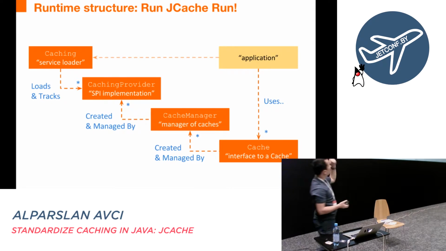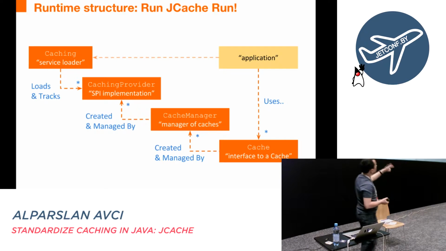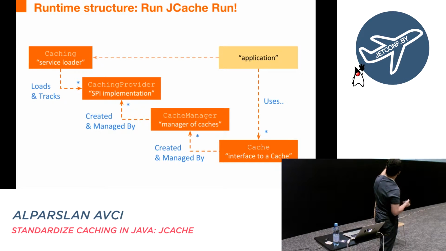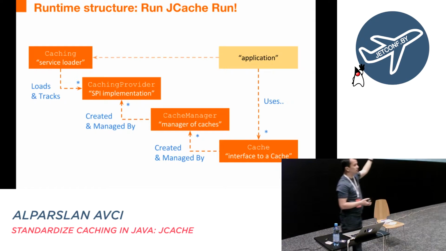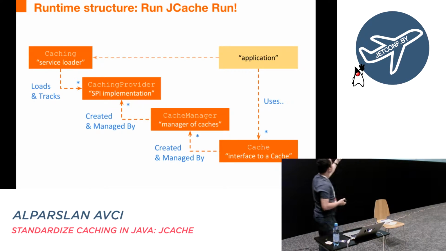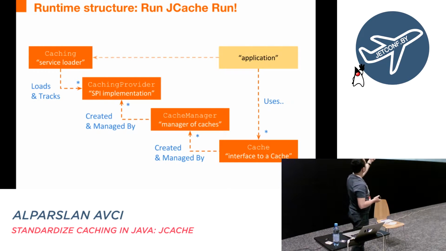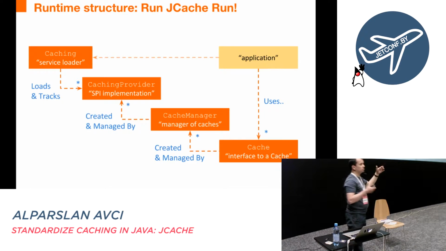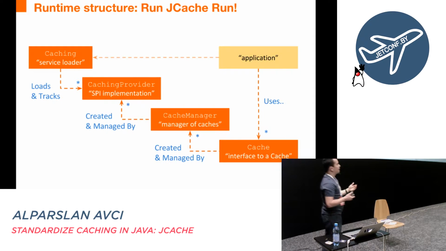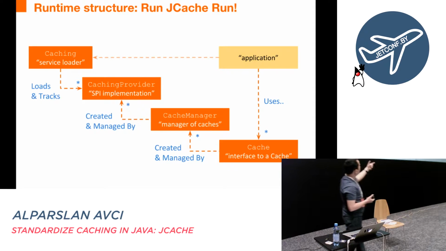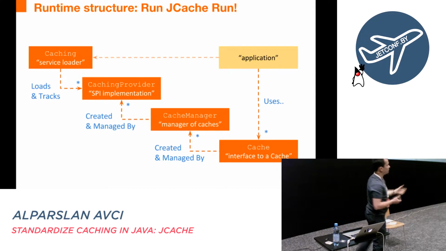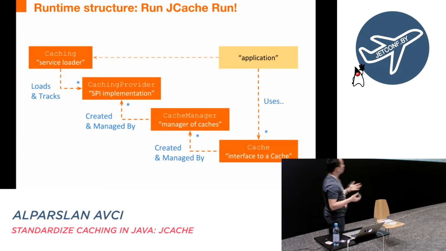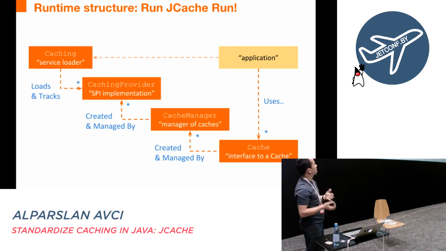And from top down, let us summarize the runtime structure. The application first gets the caching bootstrap class, and it gets the caching provider that is available. Then by using this caching provider, we build a cache manager, a scope for the caches, and then by using this cache manager, we create the caches that we need to access.